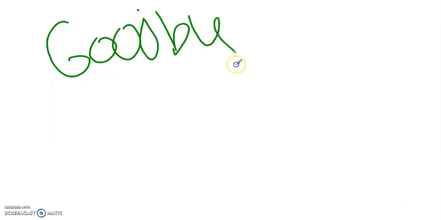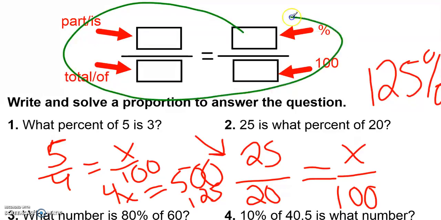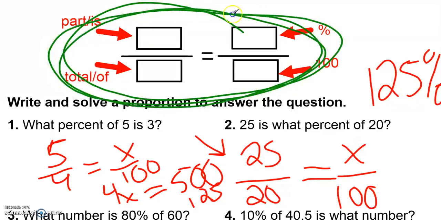Okay, and that's it. So, goodbye. I hope you're having a great evening, and I'll see you tomorrow. And this stuff isn't that bad. Just remember what our new best friend is. Our new best friend is going to be this proportion. We love this thing, okay? And knowing where our ofs and is and stuff are going to go. So I'll see you tomorrow. Bye.